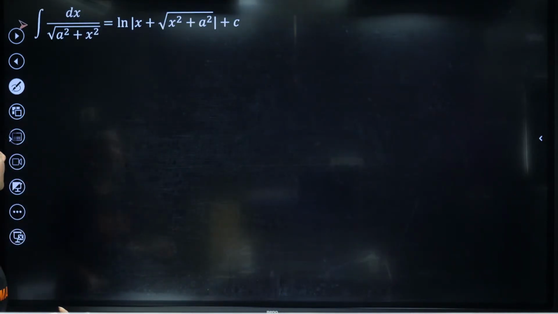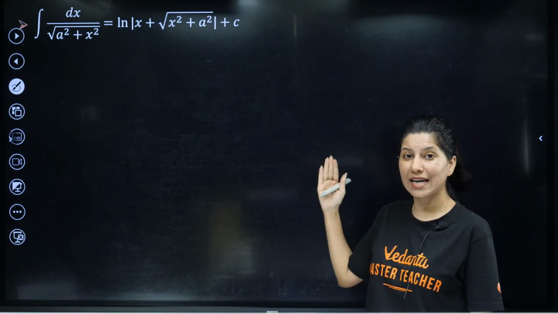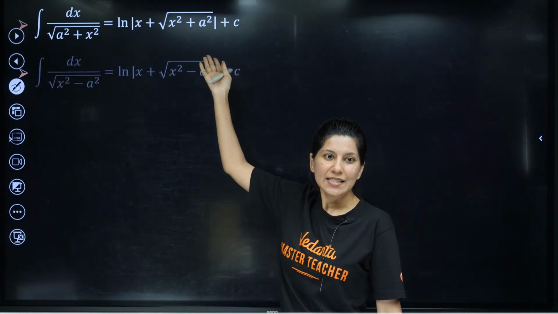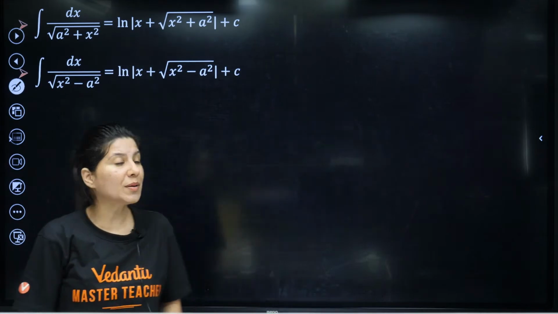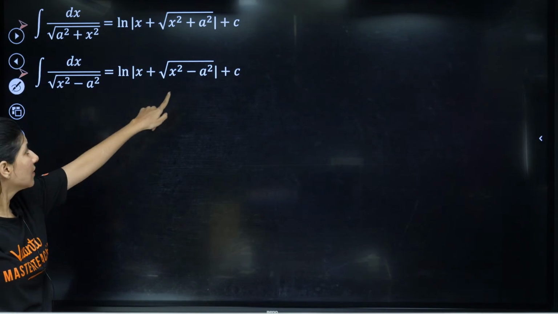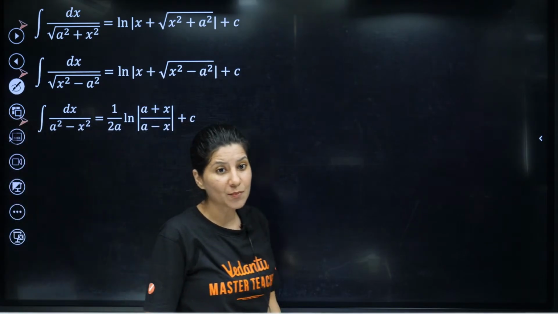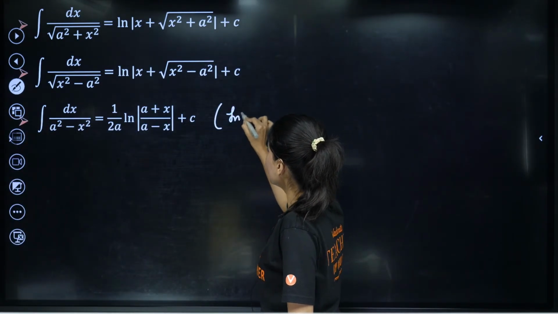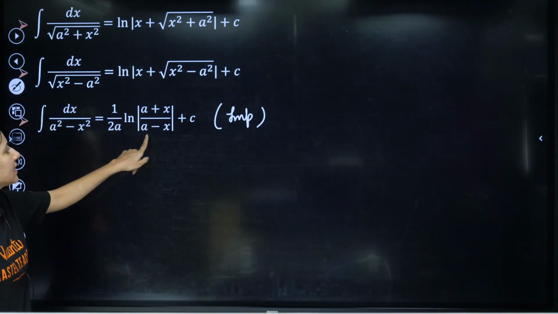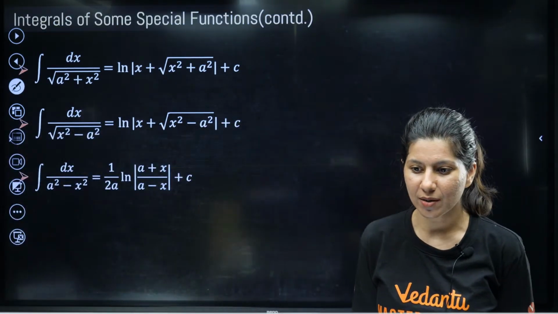Okay, let us do some more. So this is the formula: 1 upon square root of x square plus a square is log of mod of x plus square root of x square plus a square. Similarly, another formula, 1 upon root of x square minus a square, will also be the same: log of mod of x plus square root of x square minus a square. Then we have dx upon a square minus x square. Now this is something very, very important. This is going to become 1 upon 2a log of a plus x upon a minus x. So these are the 3 formulas that you have to remember.